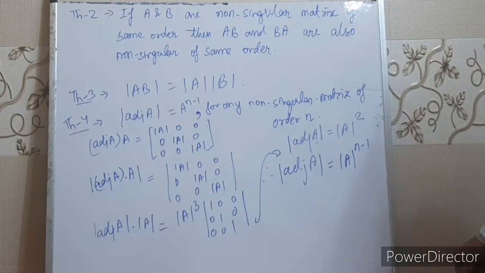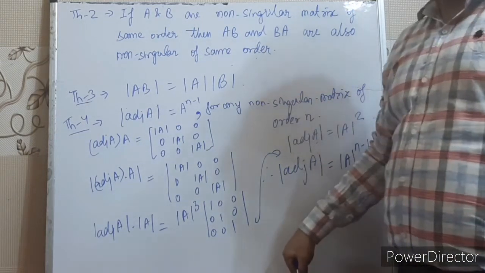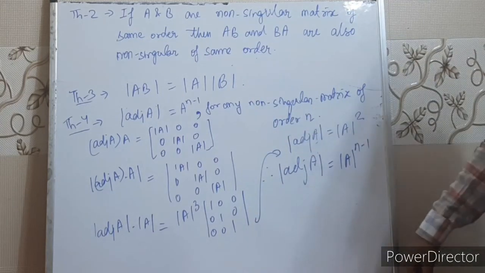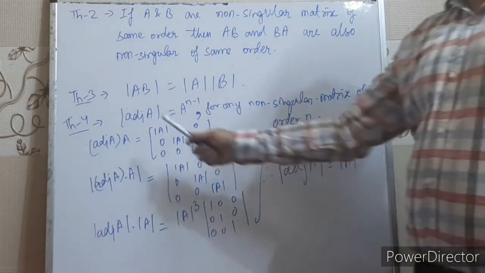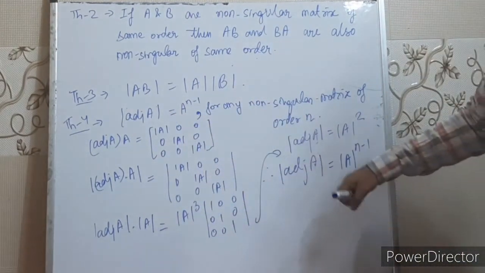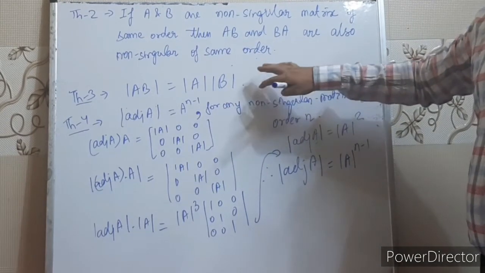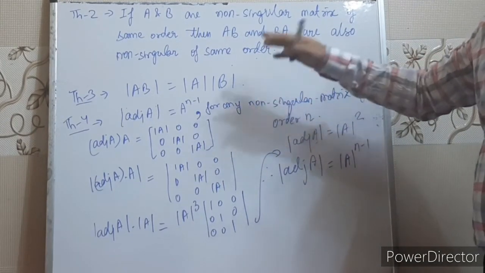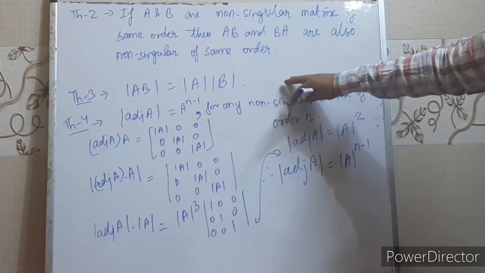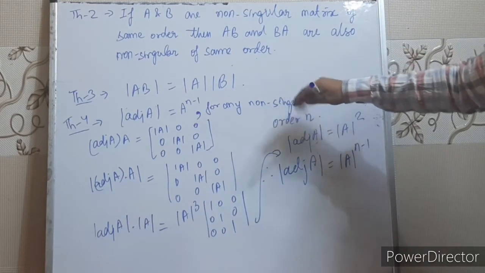That means the values of the determinants of A and B are not equal to 0. Right, children? This property we have already studied. Again we are going to repeat it because we are going to use it in the next theorem: determinant of AB equals determinant of A into determinant of B. See children, if you don't remember this property, watch the determinant video and see the theory of the properties. There you'll get the derivation of how we got this.